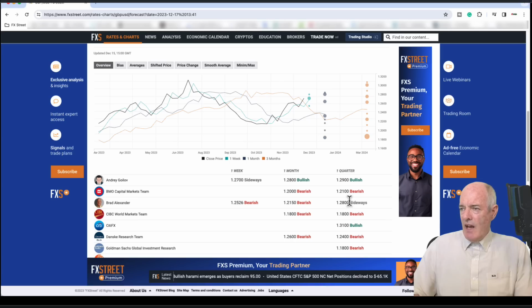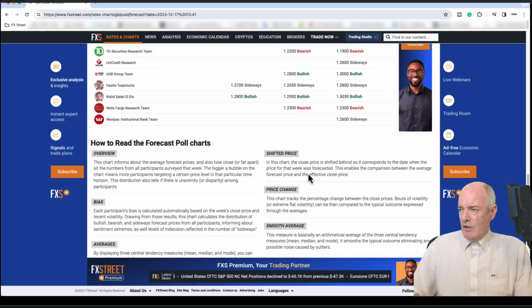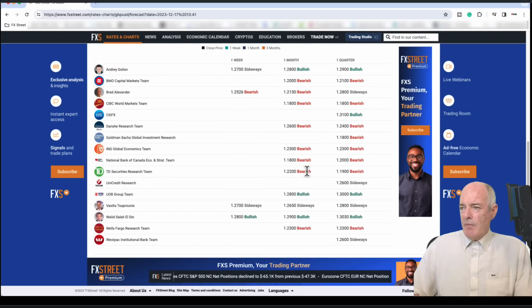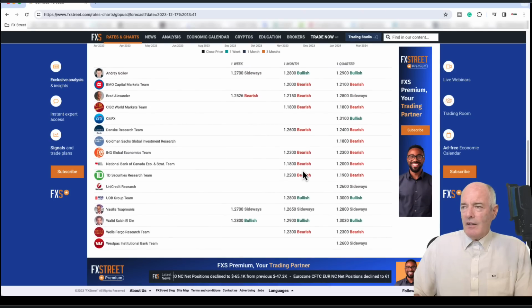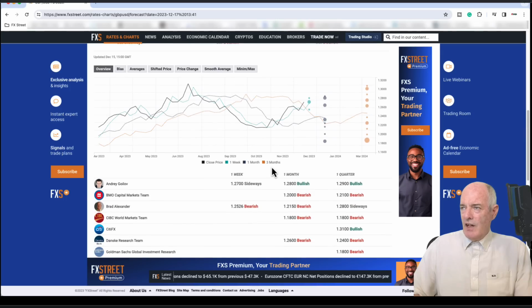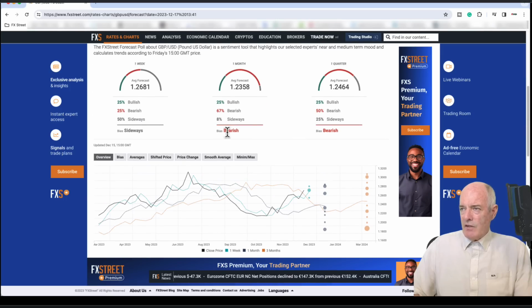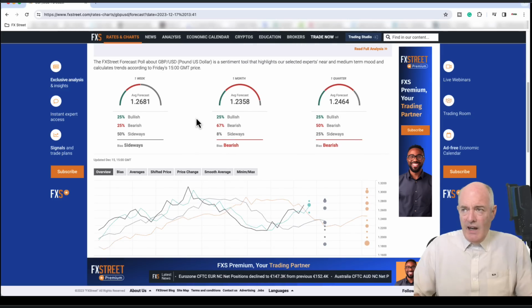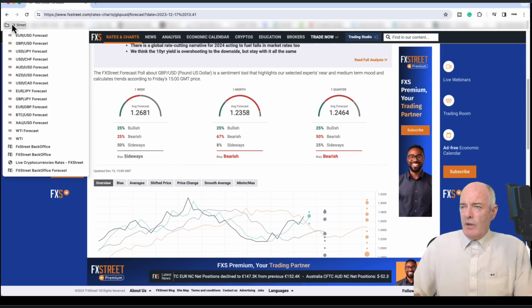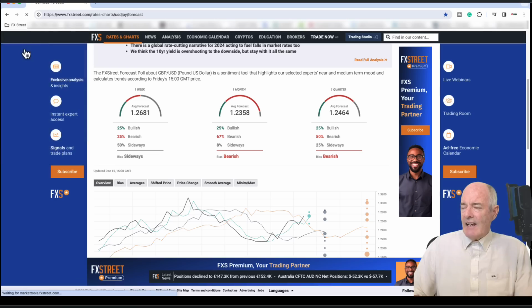So I'm having the same logic with the American dollar here. So again, I'm not going to dwell on all this. You can take a look at any of these other banks and experts on FX Street. Just take a look at the dot plots, of course, just take a look at the FX Street site. So let's very quickly take a look at the next one, which is pound yen.